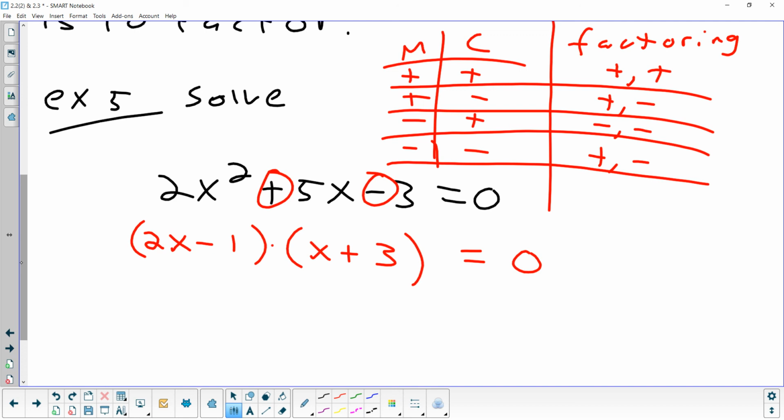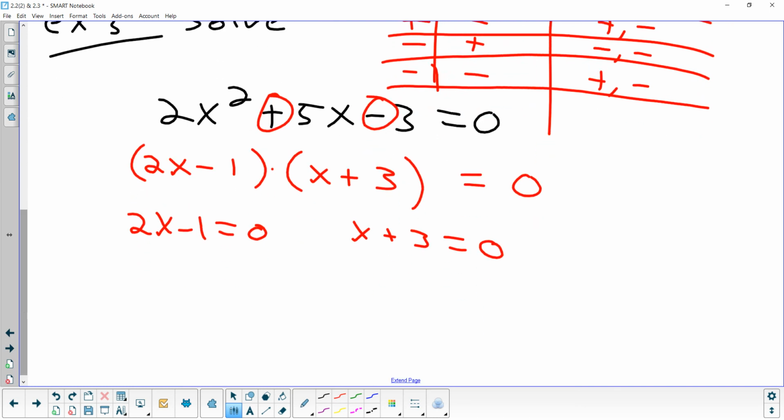Yeah. Multiply by 0. Right. The only way you can multiply two things together and get 0 is if one of these is 0, or both. So either this has to equal 0, or that has to equal 0.